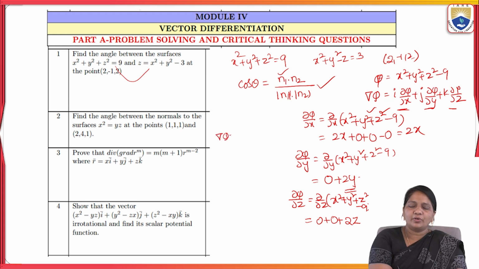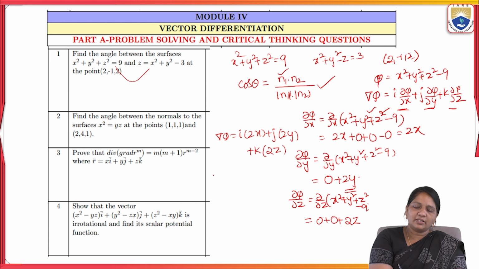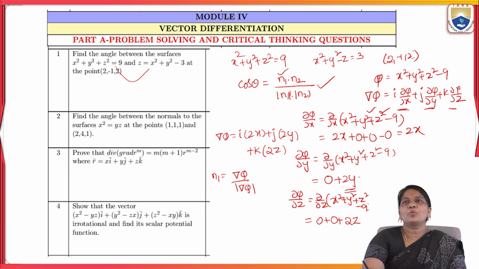So now here we are writing the ∇φ value. ∇φ equals i into ∂φ/∂x, which is 2x, plus j into ∂φ/∂y, which is 2y, plus k into ∂φ/∂z, which is 2z. This is the ∇φ value. So to calculate n1, I need ∇φ by the modulus of ∇φ. Here at the point they gave, 2, −1, 2, we have to calculate ∇φ.